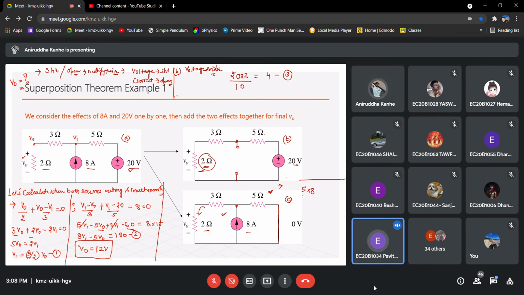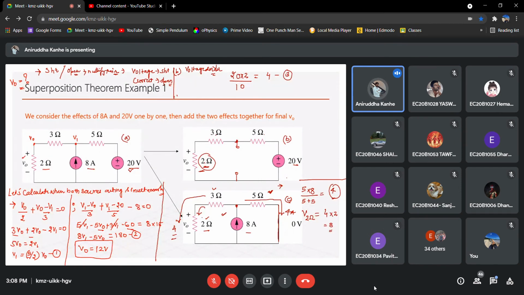5 into 8 divided by 5 plus 5. Obviously both the resistances are the same: 3 plus 2 is also 5, and there is a 5, so the current will be divided equally. Hence this comes out to be 4. That means the current in this branch is 4 amperes, and in this branch it is 4 amperes. And now what is the voltage across the 2 ohm? 8, sir. 4 into 2, that is 8.